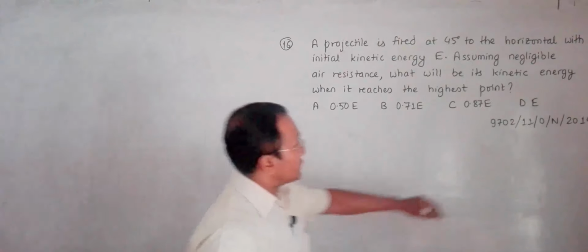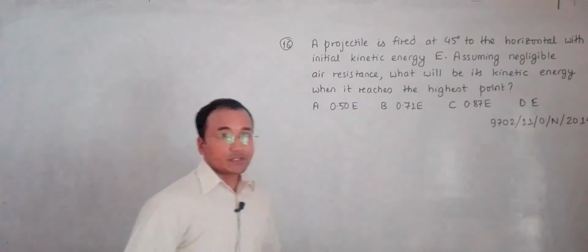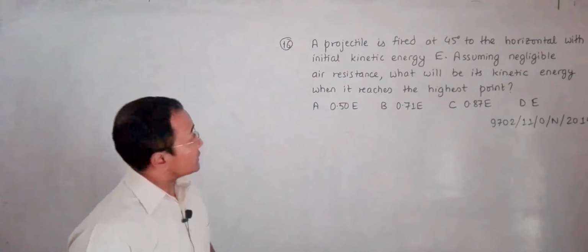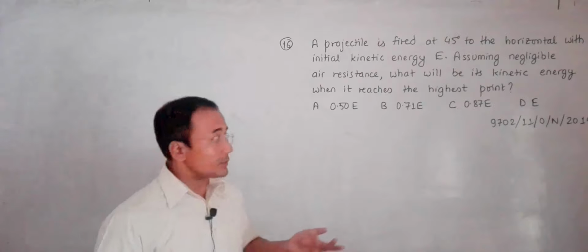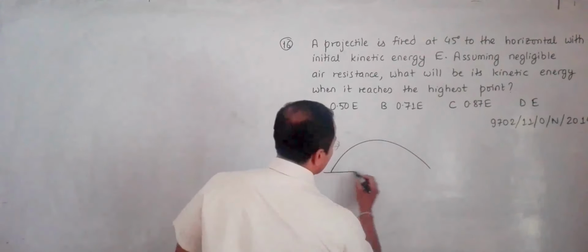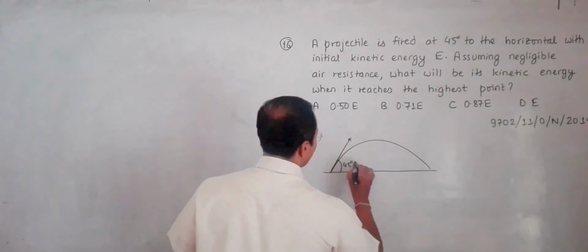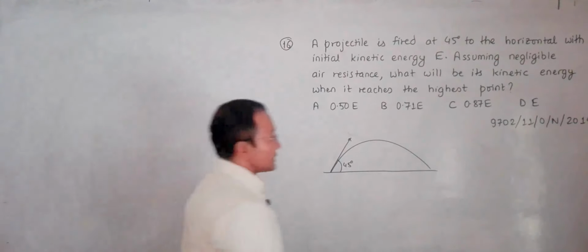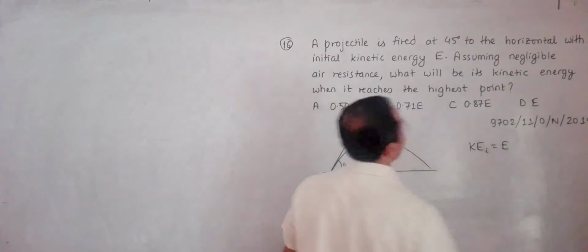So today's question is from October/November 2014, paper 1-1, physics 9702, question number 16. It says that a projectile is fired at 45 degrees to the horizontal. So that means it is fired somewhat like this. We fire it like this, and the angle it makes with the horizontal in the very beginning is 45 degrees. It has an initial KE of E, so the KE initial is equal to simply E.